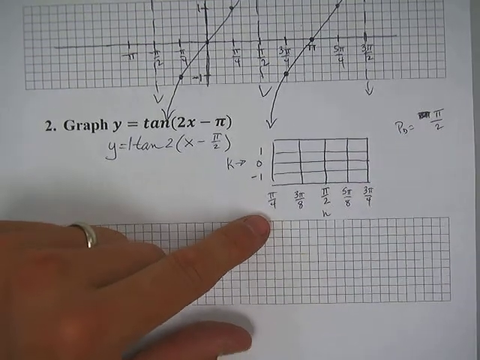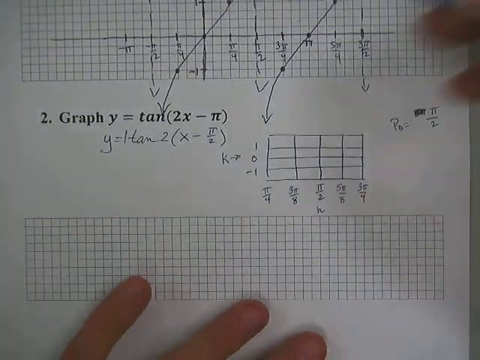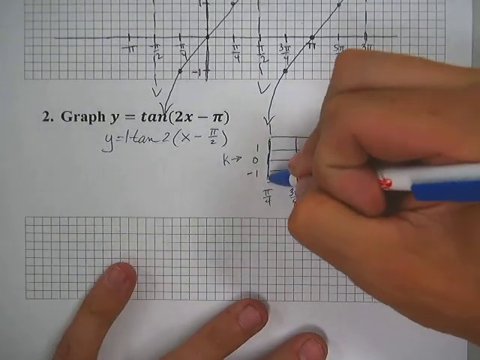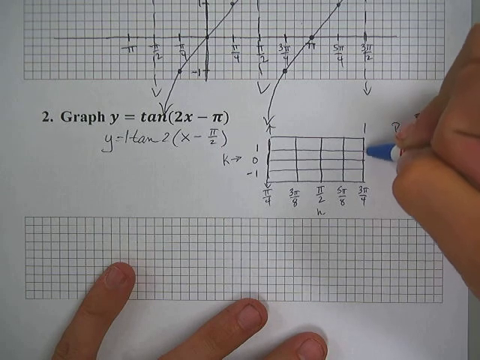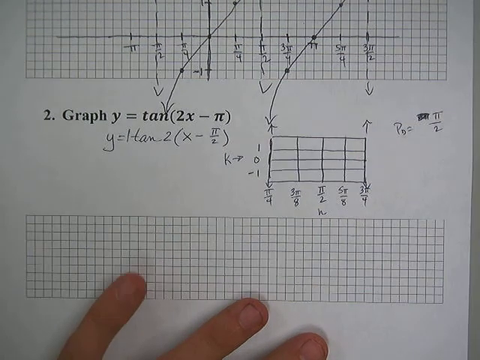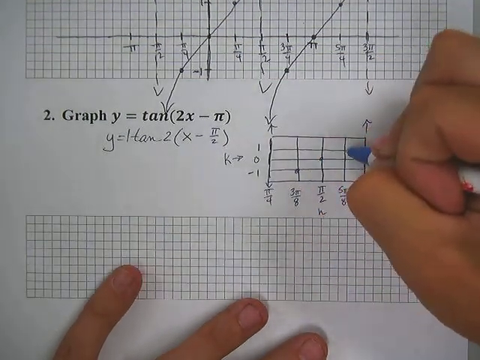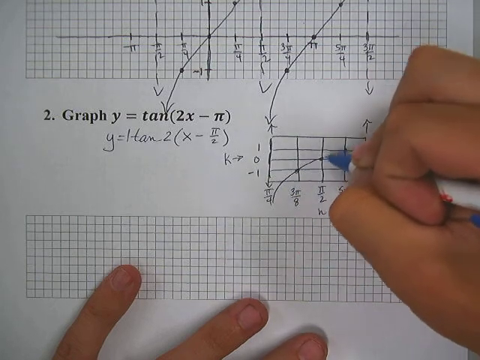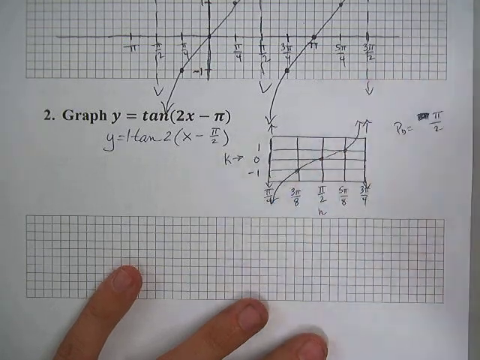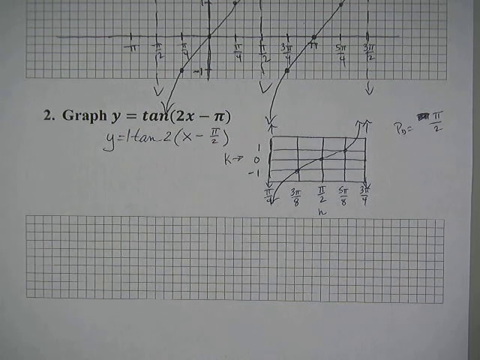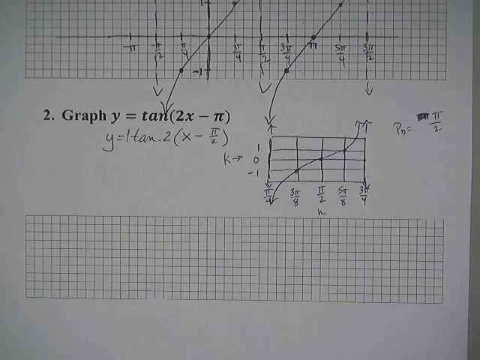Alright, so let's see here. What would that be? Well, that would make this 3 pi over 8. Add an 8, 4 pi over 8, which is that. 5 pi over 8. And this would be 6 pi over 8, which is 3 pi over 4. Okay. Asymptotes are here at the end. You don't actually have to draw those asymptotes in, but I like to. Put my dots. And there you go. There's my graph.